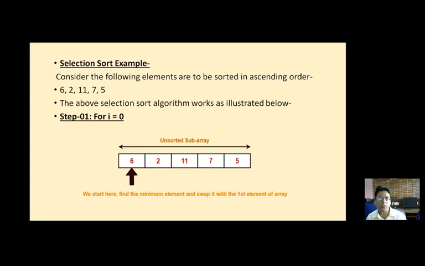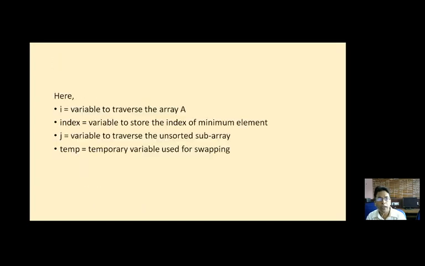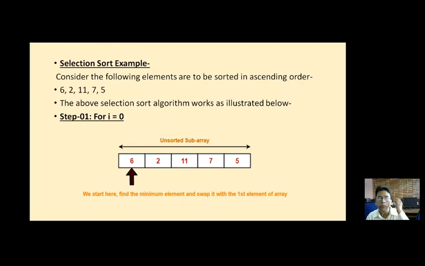Now the execution of the selection sort algorithm. Suppose we have elements 6, 2, 11, 7 and 5. These are the 5 elements in the array that we have to sort using selection sort. So for that, as I have told you, we shall start a for loop. Suppose we assume that 6 is the smallest element and mark the index to the 6. Index marks the minimum number, and we mark the index to the 6.